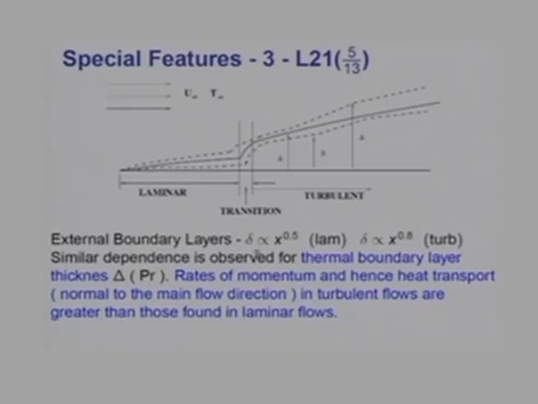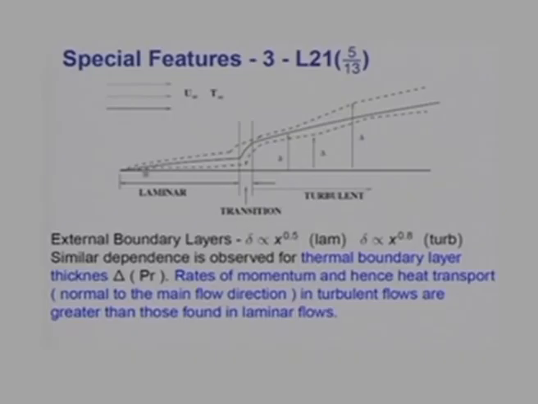In fact, delta, as we have seen already through our similarity solutions, is proportional to x to the half in laminar boundary layers, but as we go along we will see delta will be found to be proportional to x to the power of 0.8 in turbulent flows. So, the rate of growth of boundary layers is much faster in turbulent flows than it is in laminar flow.